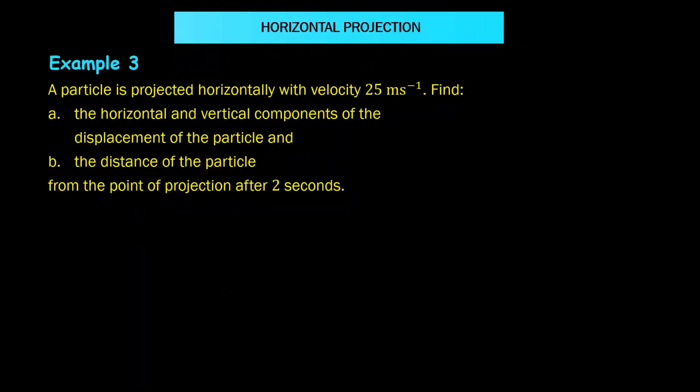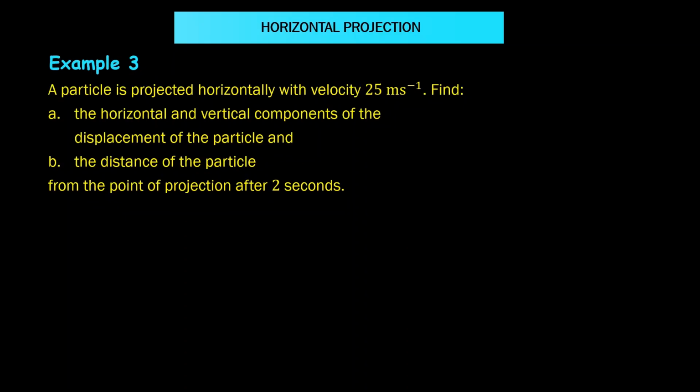Now for another example. A particle is projected horizontally with velocity 25 meters per second. We are required to find the horizontal and vertical components of the displacement of the particle and the distance of the particle from the point of projection after 2 seconds. Pause the video and have a go. Press play when you're ready to view the solutions.